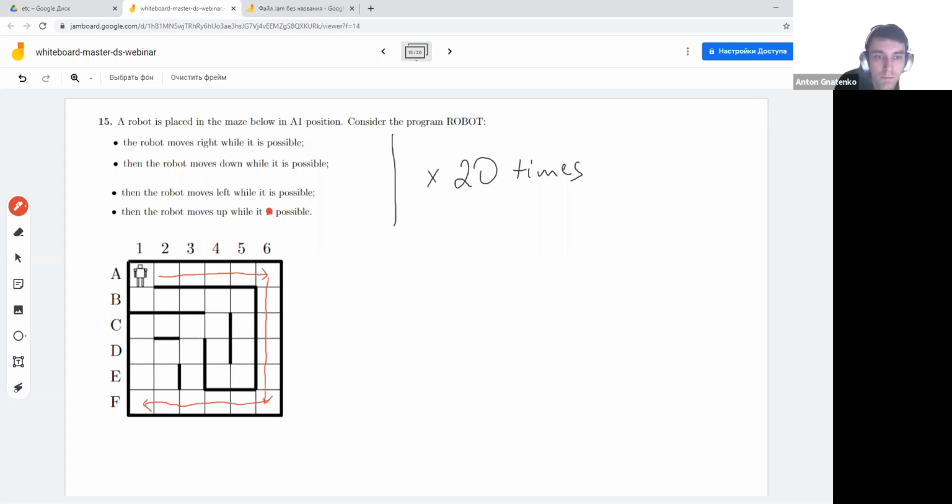And move up while it is possible. So by the time it executes the program robot for the first time, the robot will end up here.